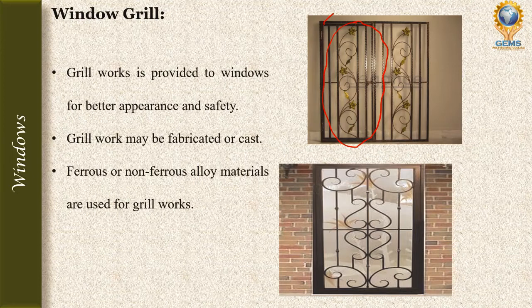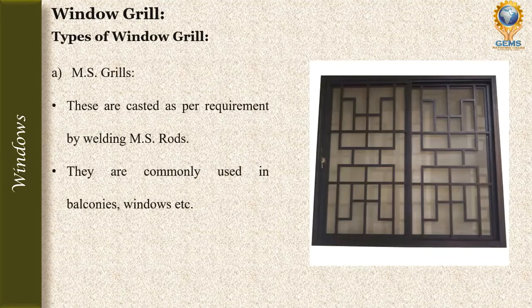The grill work may be either fabricated or cast. You can do the grill work yourself, or we can easily get the cast part from manufacturers. Generally ferrous or non-ferrous alloy materials are used for grill works, that is, magnetic or non-magnetic alloy materials. So there are different types of window grills.